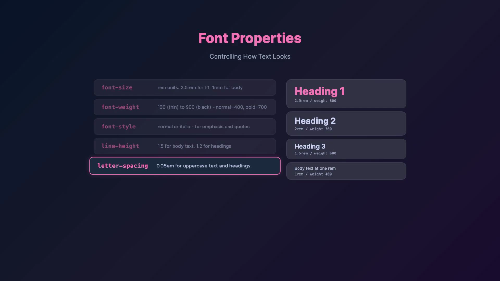Letter spacing adjusts the space between characters. Letter spacing: 0.05em adds a subtle spread. Use it for uppercase text or headings. Too much letter spacing hurts readability, so use it sparingly.